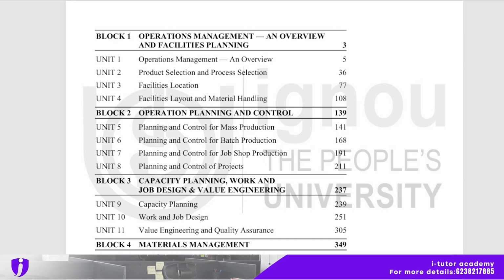Under this, there are 4 units also. The first unit is operation management and overview. Second is product selection and process selection. Third unit is facilities location. Facilities layout and material handling is the fourth unit.